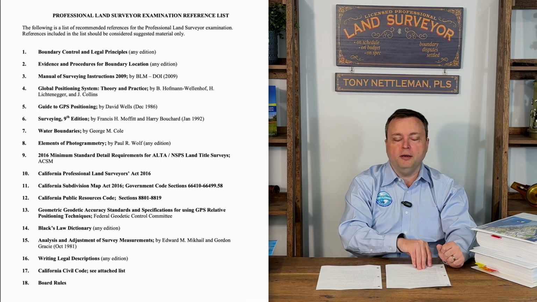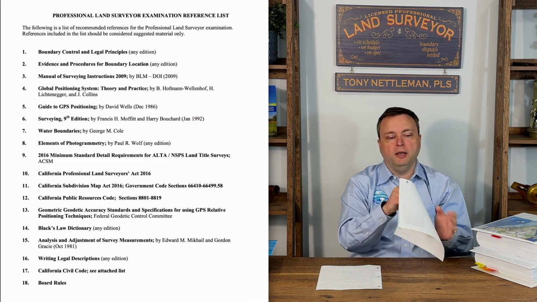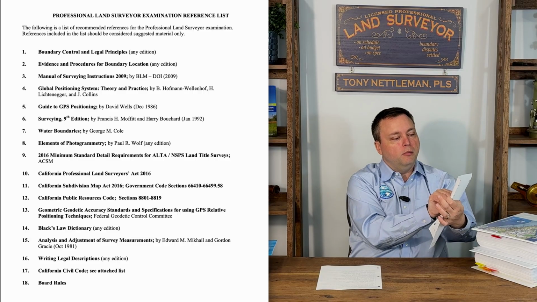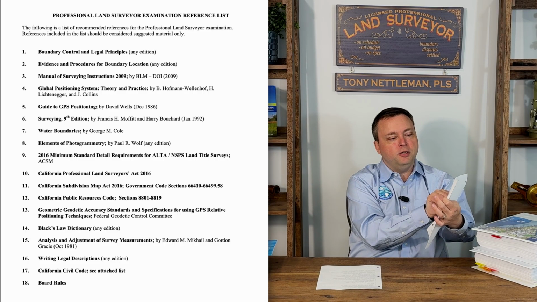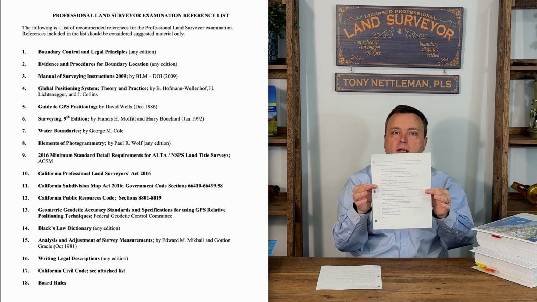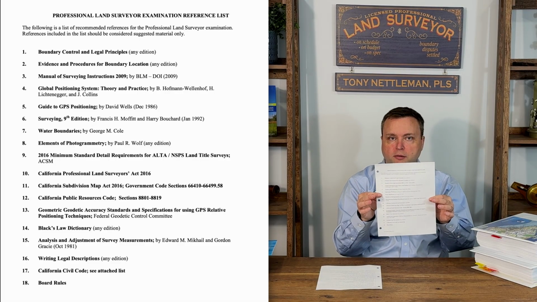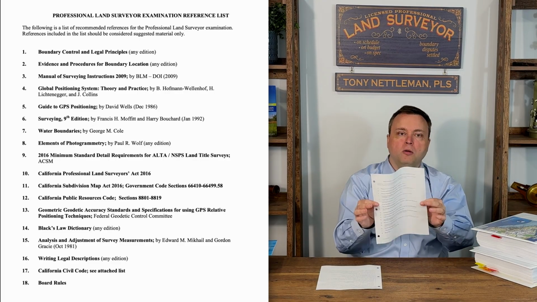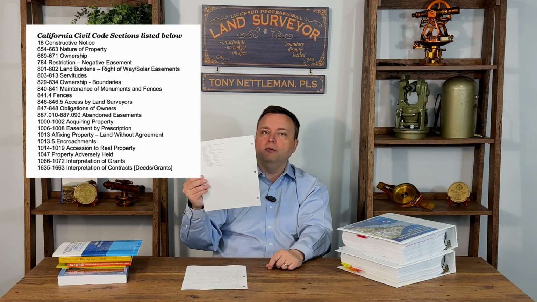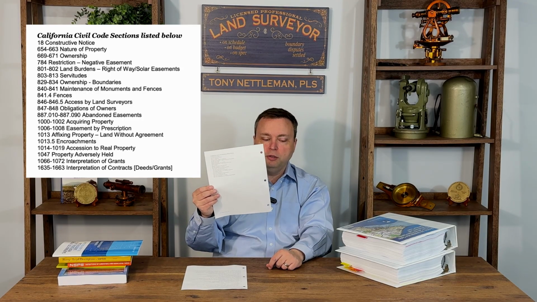So whenever you sign up for your exam, you should download this thing called the Professional Land Surveyor Examination Reference List. And you should get all of these books on the list. All of the resources, all of the handouts, all of the statutes. Now, when I took my examination years ago, the California board was very gracious. They said, quote, California Civil Code, see attached list. And they gave you a list on the back of the blueprint of all of the items you should study.